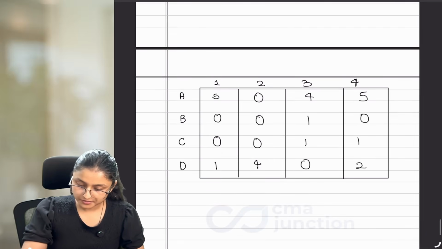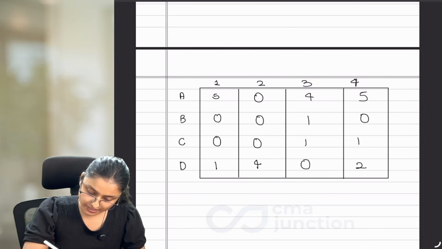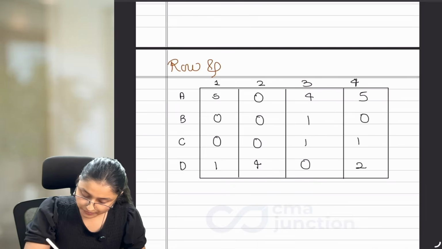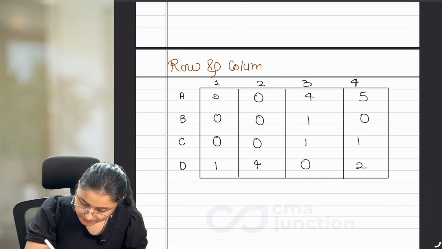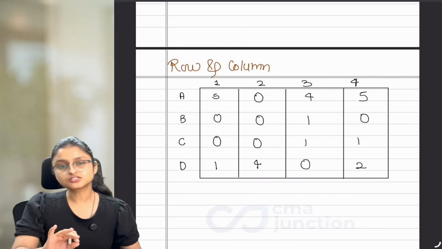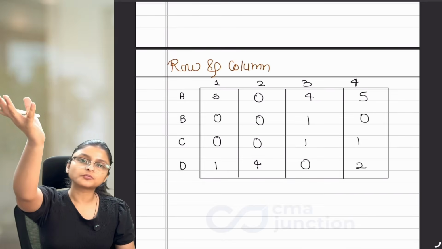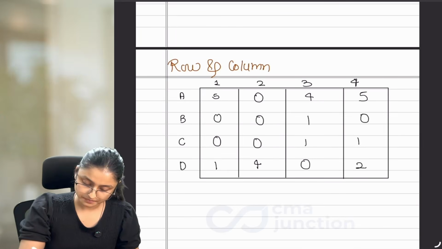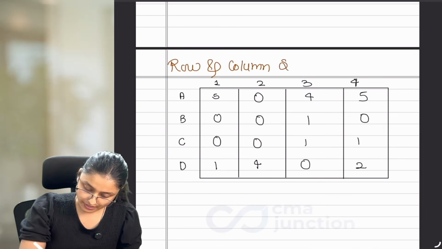Now, after making this, we have to do row and column scanning. See, every other step is exactly the same for your maximization and minimization question. It's just that for maximization, you have to convert your profit matrix into a cost matrix. Okay? Row and column scanning.